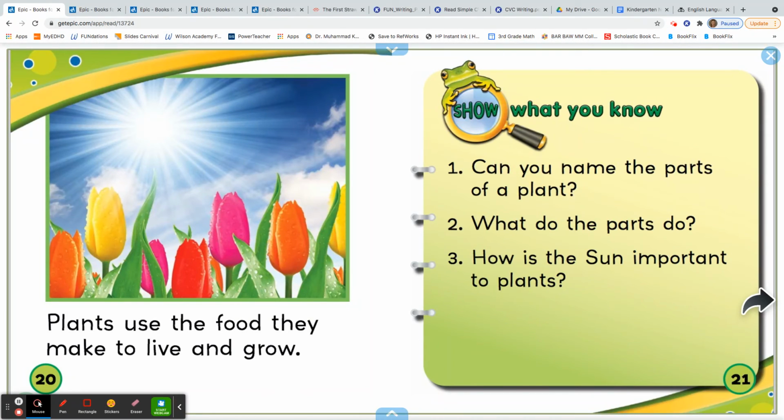What do you think was the author's purpose for writing this book? Do you think it was to inform, to persuade, or to entertain? It was to inform. And we know that because we learned a lot of new information. This book taught us new things. And remember, if an author's purpose is to inform, it's to teach you new information.